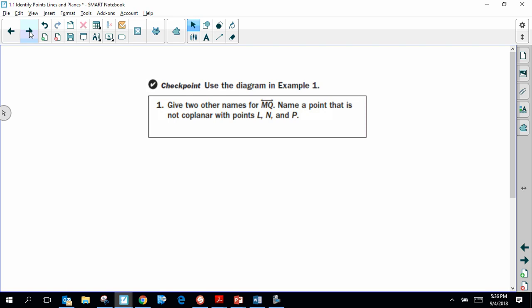All right, so hopefully you've paused the video and answered the question. Let's go ahead and see. Now, checkpoint 1, this question is referring back to example one that we just saw, the diagram there. It says, give two other names for line MQ. Well, MQ, I could simply turn the points around, call it QM. And of course, I use the symbol with the arrows on either end, indicating that I'm talking about a line. Or I can say line a. And the second part of the question, name a point that is not coplanar, so something that's not on the same plane. So point Q is not coplanar with points L, N, and P.